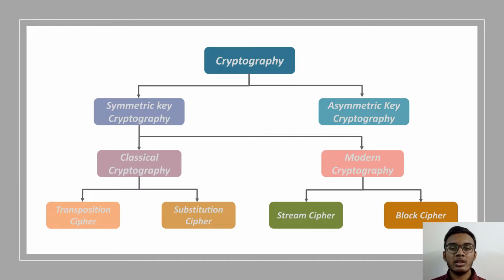This flowchart tells that cryptography is divided into symmetric key cryptography and asymmetric key cryptography. The symmetric key cryptography is subdivided into modern cryptography and classical cryptography. The classical cryptography is also subdivided into transposition cipher and substitution cipher. These ciphers are the basic ciphers and can be decrypted using brute force methods. The modern cryptography is also subdivided into stream ciphers and block ciphers.